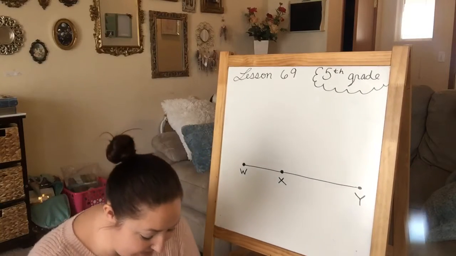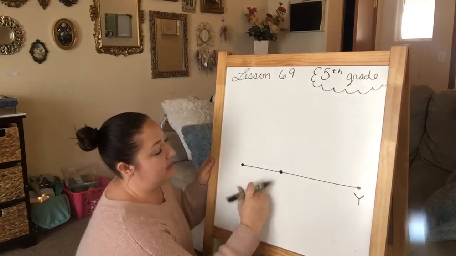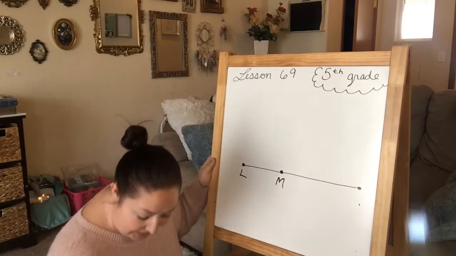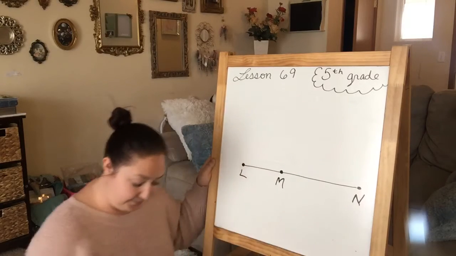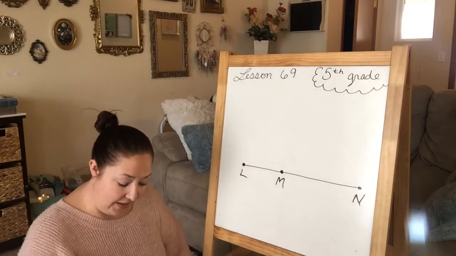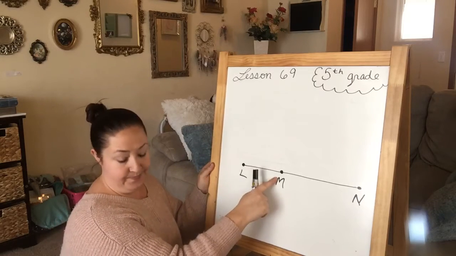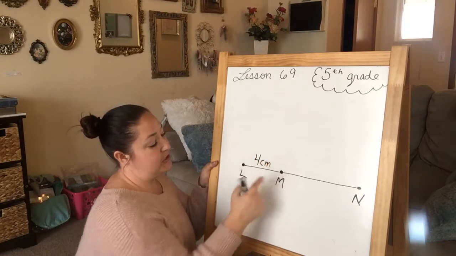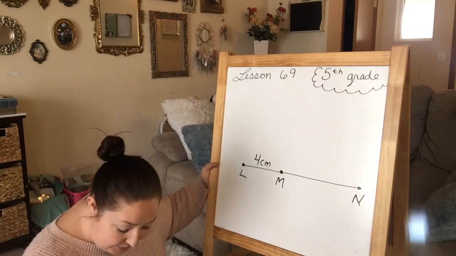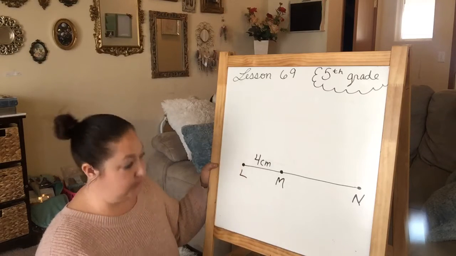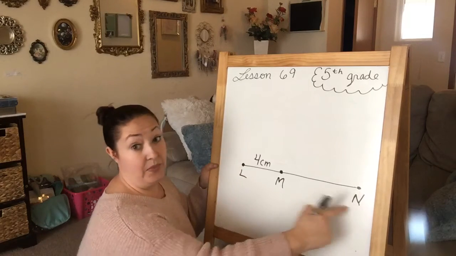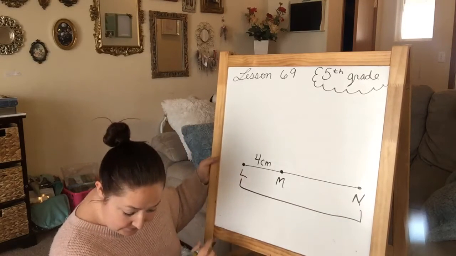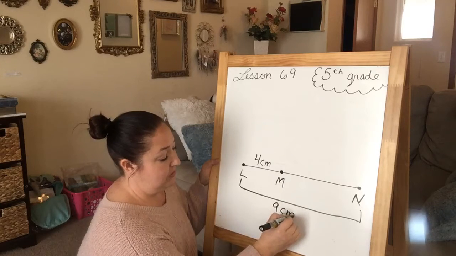Okay, go to the next page. It says an example. This figure, we're going to erase our W's and put in our L and our M and our N. So in this figure, the length of LM is 4 centimeters. So I'm going to say 4 centimeters just between L and M. And the length of LN is 9 centimeters. So LN, the whole thing, from here to here, is how much? 9 centimeters.